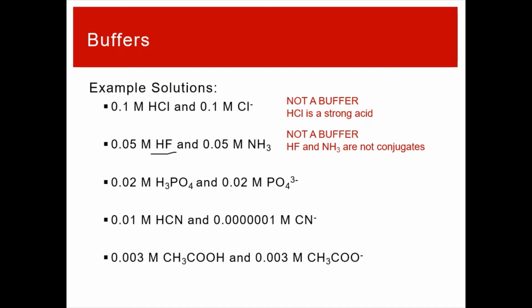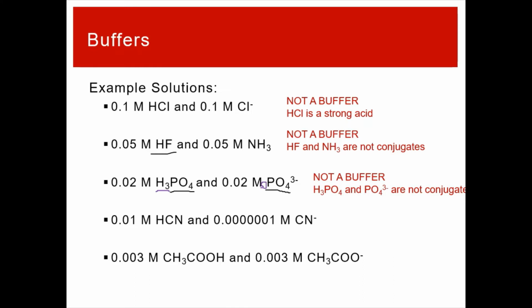Well, what about 0.02 molar H3PO4 and 0.02 molar PO4 3-? I've got the PO4s here, but it's still not a buffer. These are not conjugates, right? The difference in a conjugate would be 1 hydrogen, not 3. We're going from 3 to 0. That's not a conjugate pair.